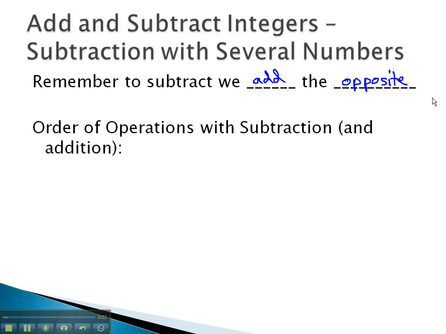We'll also keep in mind the order of operations with subtraction and addition is done from left to right. So we'll just subtract or add two numbers at a time until we reach the end of the problem. Let's take a look at some examples where we do just that.